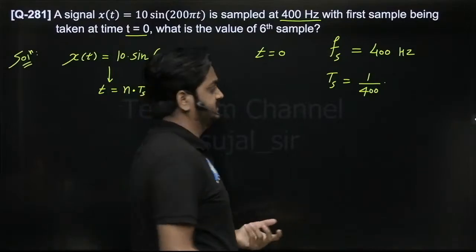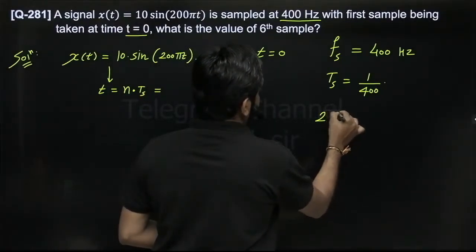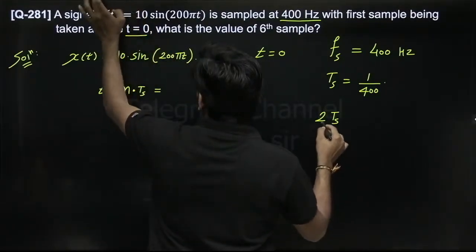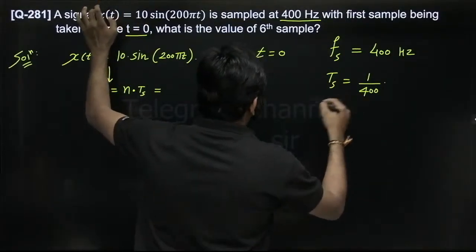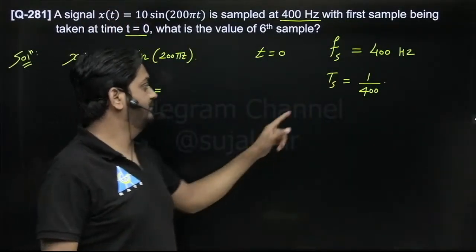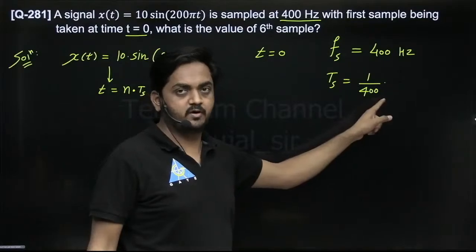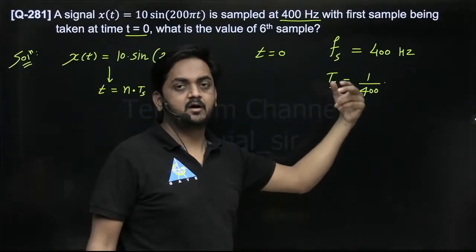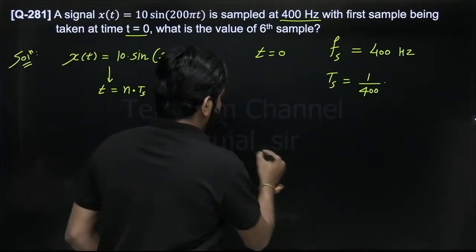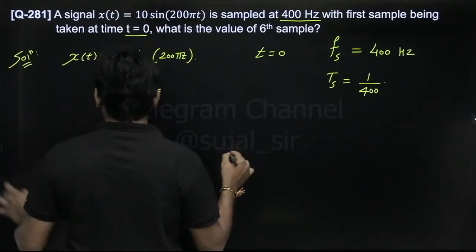Then what about the second sample? It is 1 times Ts. So t equal to 0 is the first sample, then the second sample at 1 upon 400 second, then the third sample at 2 upon 400. Are you getting? See what I am saying, guys.